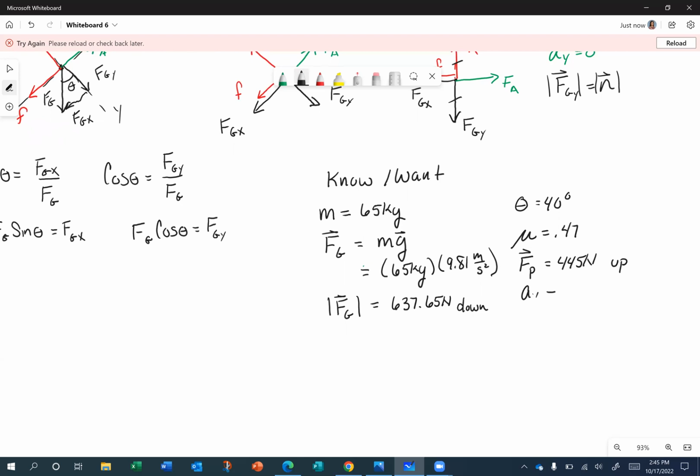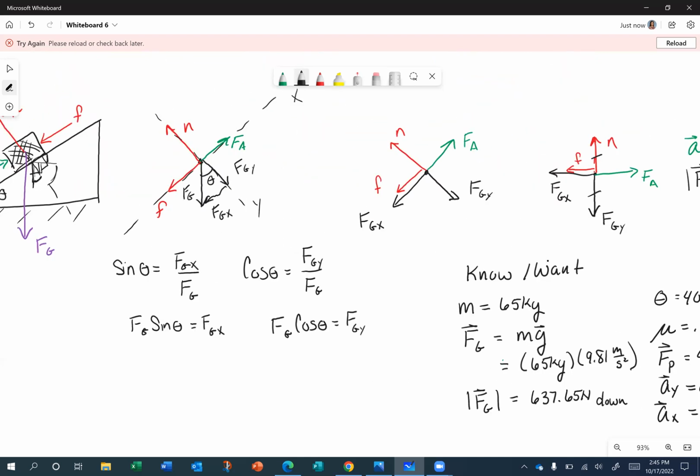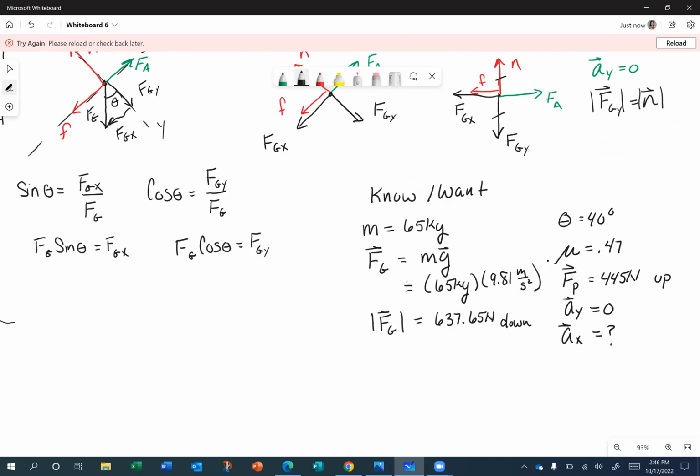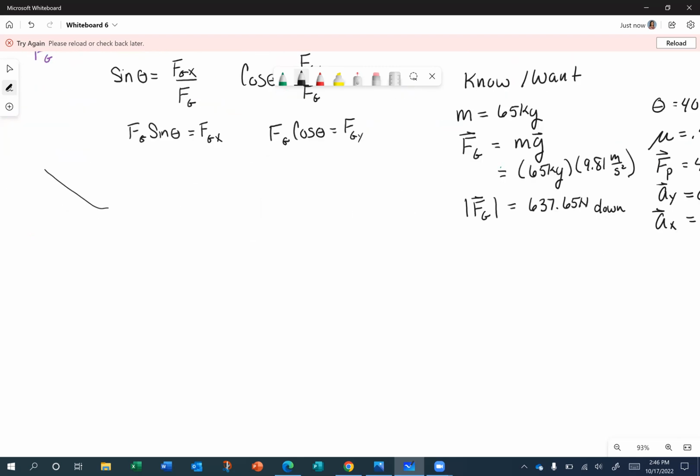We already said that there is no acceleration in the y, so that will be 0. And we are looking for the acceleration in the x direction. So again, same process. What's part of your system? What forces exist? What direction are those forces acting? How are they acting? What is the direction of all these forces? Making them all in the x and y direction. Listing what we know, what we want to know.